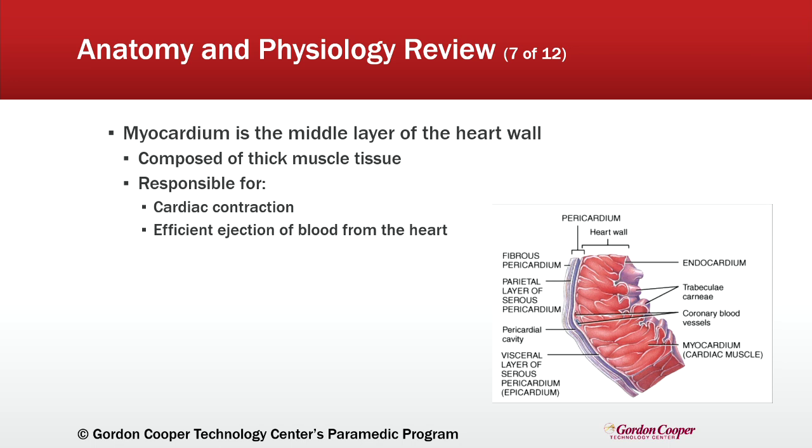So let's take a moment to discuss the myocardium, which is a pretty important part of the heart wall. So the myocardium is that middle layer of the heart wall, and it's primarily composed of thick cardiac muscle tissue. So that's the layer where the real action happens. Now the myocardium is responsible for cardiac contraction, which is essential for pumping blood effectively. So when the muscle fibers of the myocardium contract, they generate the force needed to eject the blood from the heart. So that efficient ejection of blood is crucial for maintaining proper circulation throughout the body. Obviously, without a healthy myocardium, the heart would struggle to perform its primary function of delivering oxygen and nutrients to the tissues.